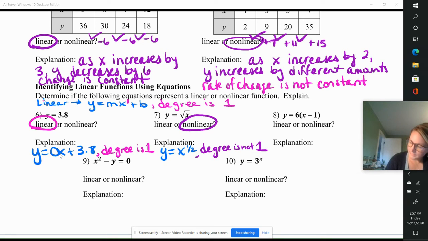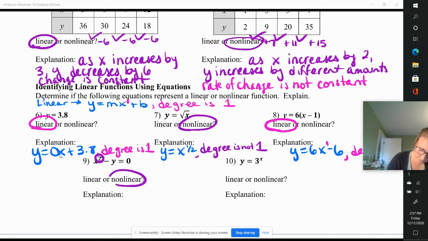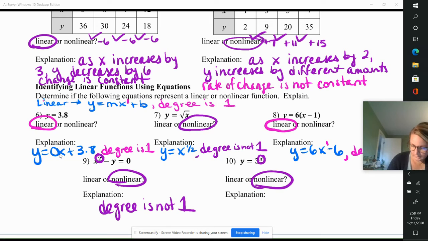For 8, we can rewrite 6 times x minus 1 as y equals 6x minus 6. So that exponent is 1, which makes it linear. For number 9, x squared minus y equals 0. Well, that degree is 2, which makes it nonlinear. And for 10, same thing. The exponent is x, so the degree is not 1, which makes it nonlinear.